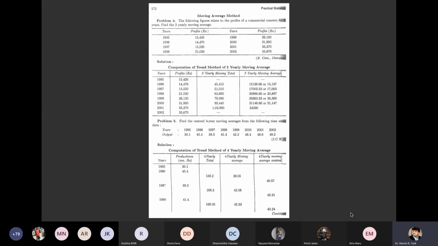Similarly, the second point: 42.08 plus 42.33, make a sum of these two, divide it by 2, and that becomes 42.21. You have to put it in between these two, which is against 1998. This process is called the centering process. Do it for all the elements.